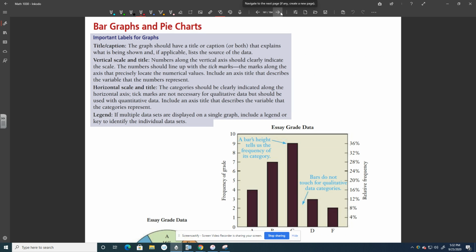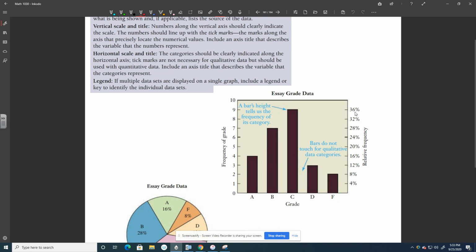Okay, bar graphs and pie charts. You guys are very familiar with these. So if you want to pause the video and read through all of this, these are just some of the important labels for a graph. And I can't count how many graphs I see presented, especially on social media, that don't have these labels that are so important. So the first one is a title of some sort explaining what the data is, where it comes from, what it is.